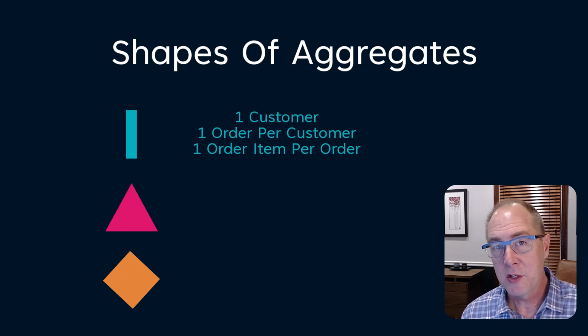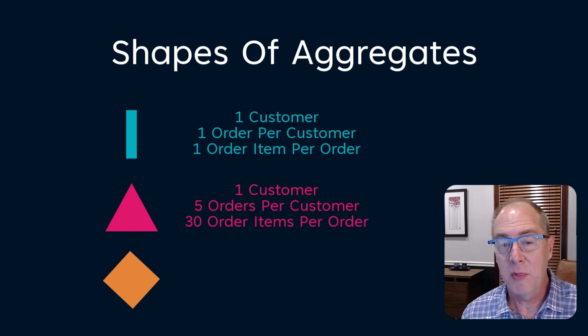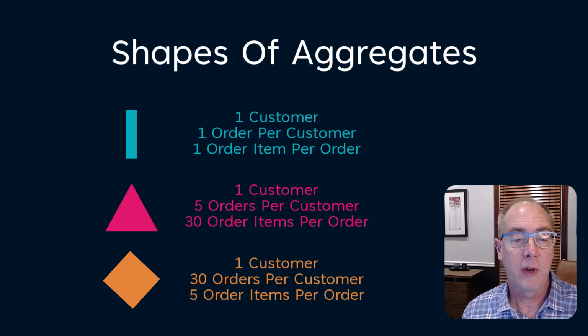The second one is the triangle. It has one customer, 5 orders per customer, and 30 order items per order. So there are a whole lot more nodes at the grandchild level than there are at the parent level. And the last one is the diamond, where we have one customer, 30 orders per customer, and 5 order items per order. In that case, we have a lot fewer grandchild nodes than we do parent nodes.